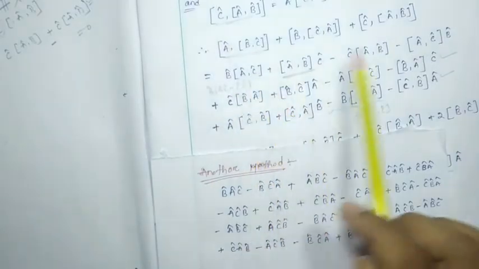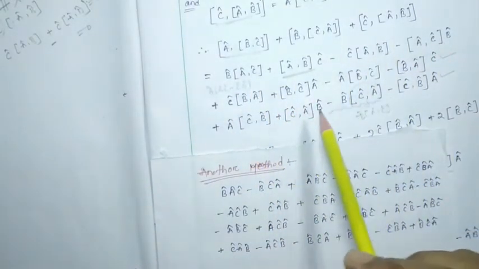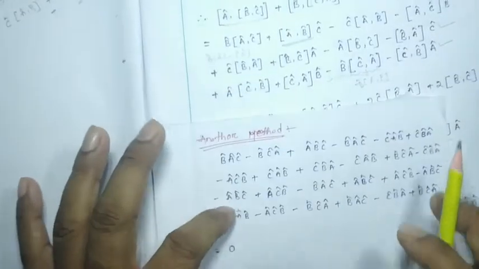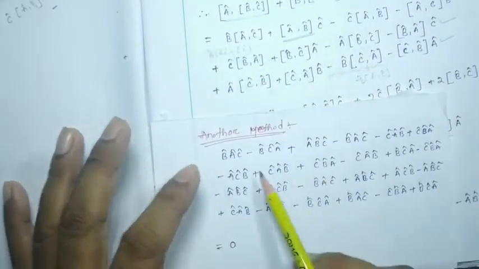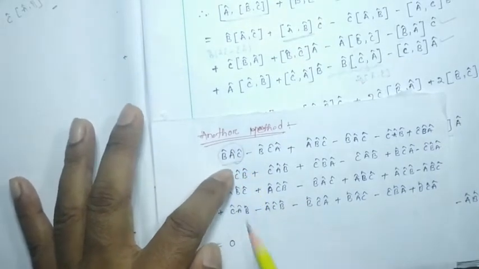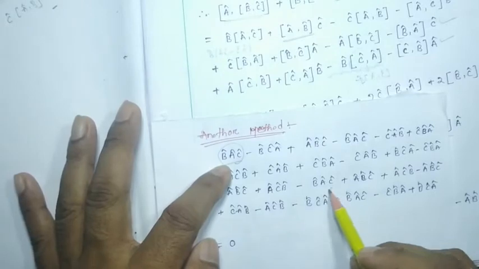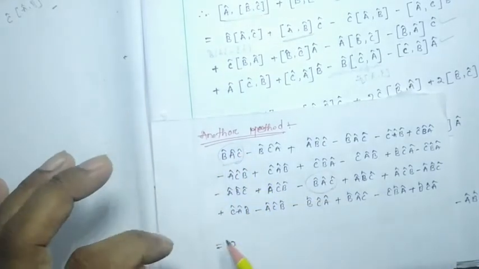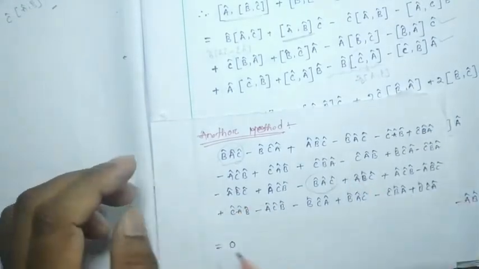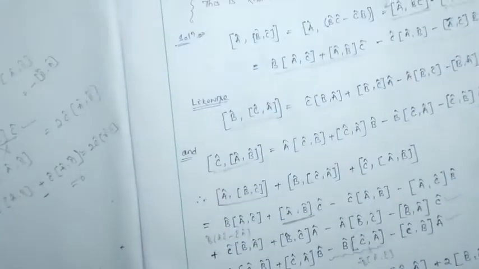So if you remove the commutation brackets and write in a generalized way, then you are going to get 24 terms, and each has its opposite term. See, B̂ÂĈ here is positive, you can search for B̂ÂĈ, another one, so this will be cancelled out. Like that, each and every term has another negative term, and it will be 0. So this question can be done in these two ways, as you wish you can follow.